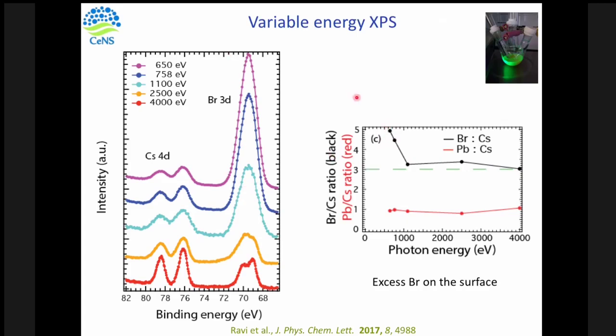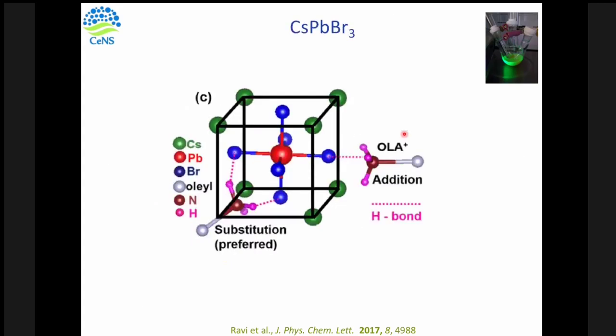It tells that the surface of these nanocrystals, the cesium lead bromide, is highly rich with bromine. Correct? So they are rich with bromine, whereas it's not rich with lead, because the cesium to lead ratio, which we expect to be 1, is CsPbBr3. So Cs to Pb should be 1:1, and we find they are almost 1:1, whereas the bromine is very rich on the surface. So we did other calculations to understand how this is possible.